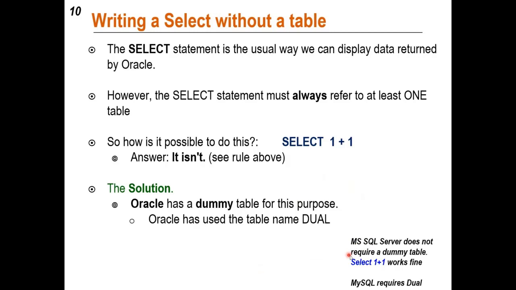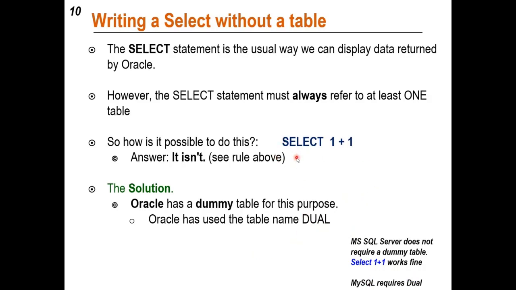Other database management systems like Microsoft SQL Server don't actually use any dummy table at all. That server is very powerful because you can even use a select statement without having a table name. That's perfectly okay. MySQL again uses the name dual. So different database management systems use different names, right?